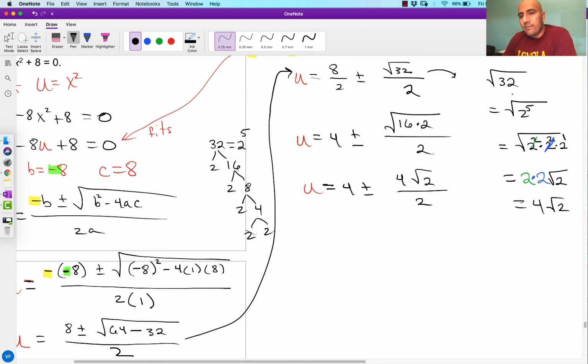Any way you want to think about it, either way. Or you can separate the 32 into 16 times 2, and so the square root of 16 is 4, and that reduces. Finally, back out here, this 2 will reduce with that one, giving me a 2. And so my u then equals 4 plus or minus 2 root 2.